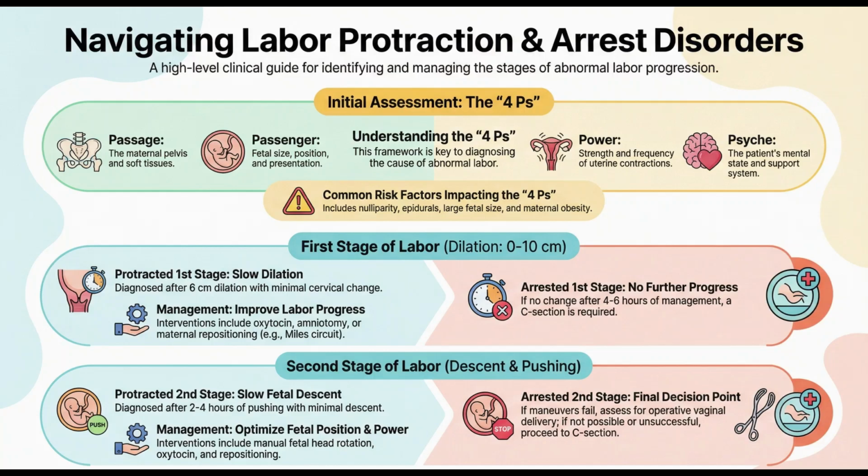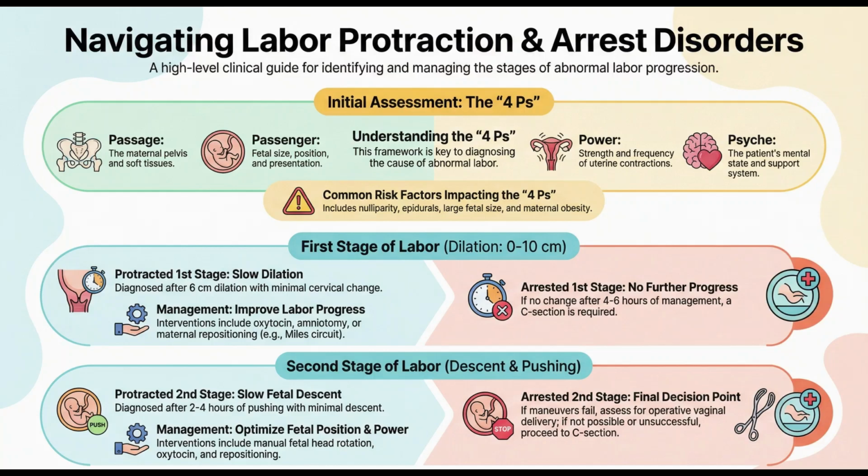In the second stage, the pushing stage, protraction is about the pushing time limits, 3 or 4 hours. Interventions are mechanical: manual rotation of the baby, more pushing positions. The end of the road is that crucial OVD safety checklist. Right. And if that OVD is unsafe, or if it's attempted and fails, that is the definitive arrested descent mandating a C-section.